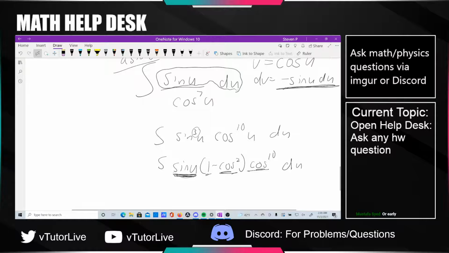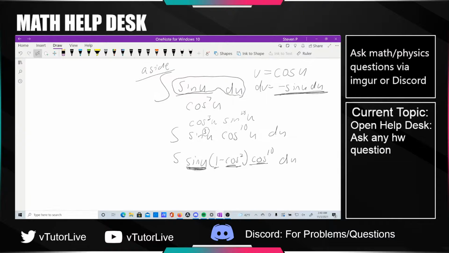Of course, if this problem was instead cosine cubed u and then sine to the 10th u, sine and cosine are super symmetric with each other. So the thought process is basically the same. The computation is just slightly different because of some minus signs. Okay. Following me so far?